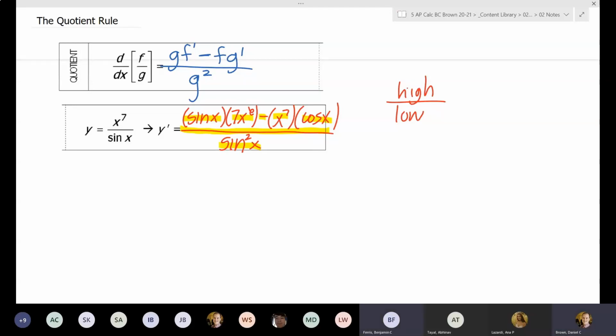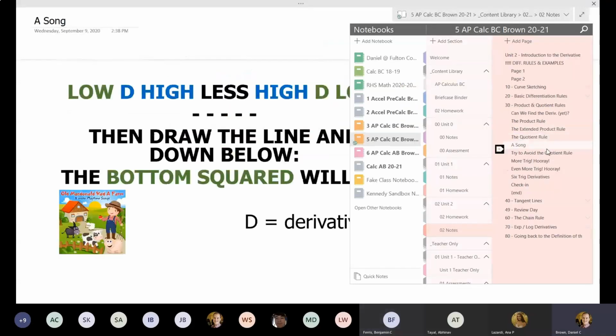Oh, so when you say D, it's like the derivative. Yeah, derivative of. Okay. There's just too many syllables to fit "derivative of" in a song. Yeah. So yeah, so there's a song. And then I'll bring you this.